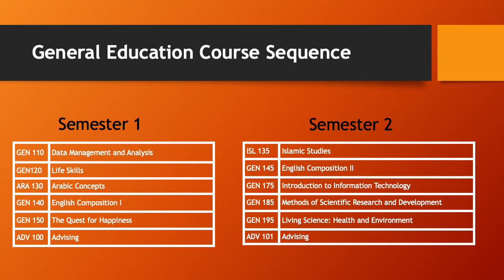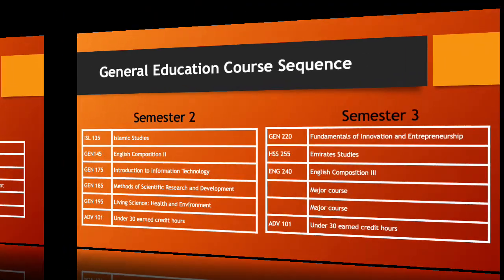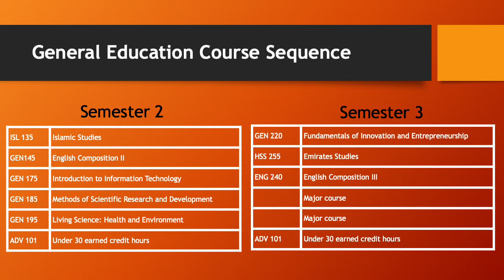If you were enrolled in 100 level courses when you entered Zayed University, next semester you will transition to these second semester courses. The following semester, students will transition from semester 2 courses to semester 3 courses. Please note, you should not be enrolled in semester 3 courses unless you have completed all of the courses for semester 2, with the exception of the English 3 course.